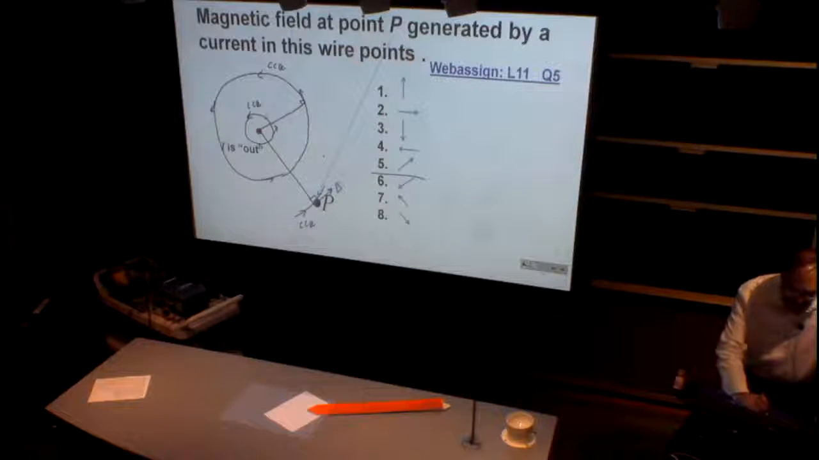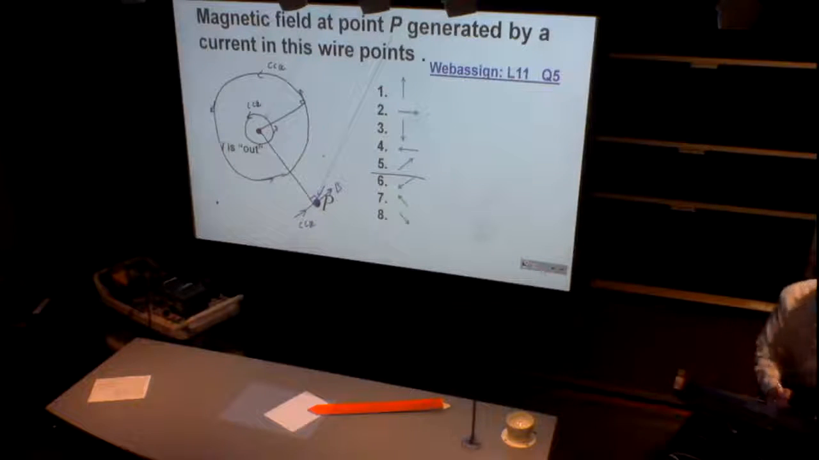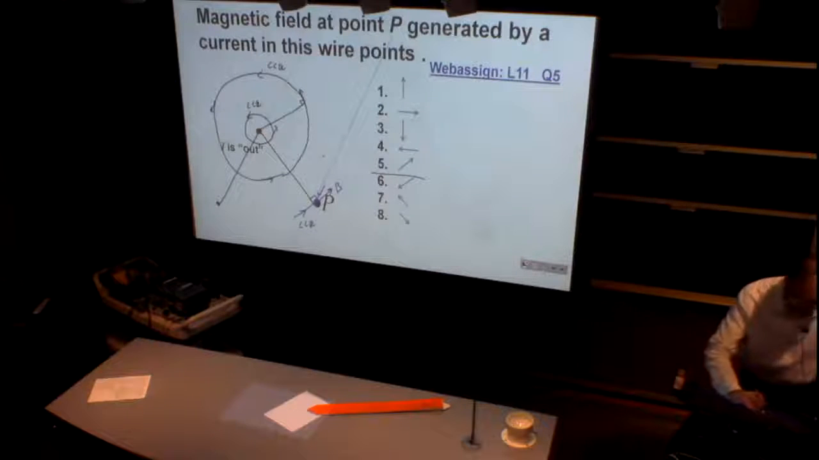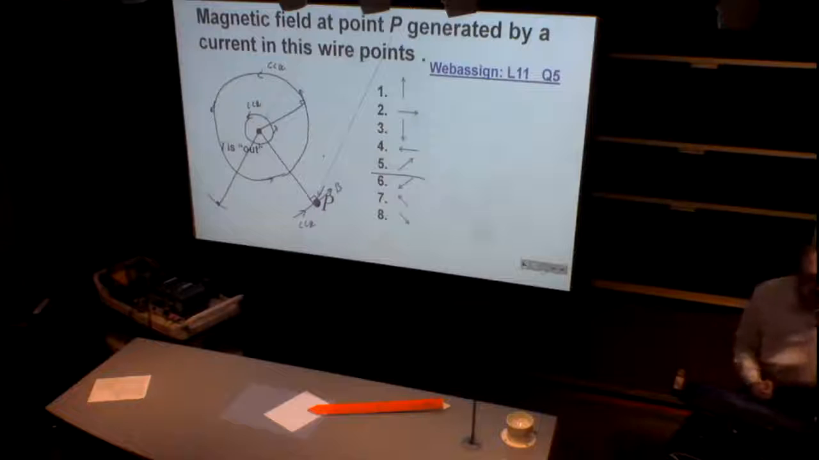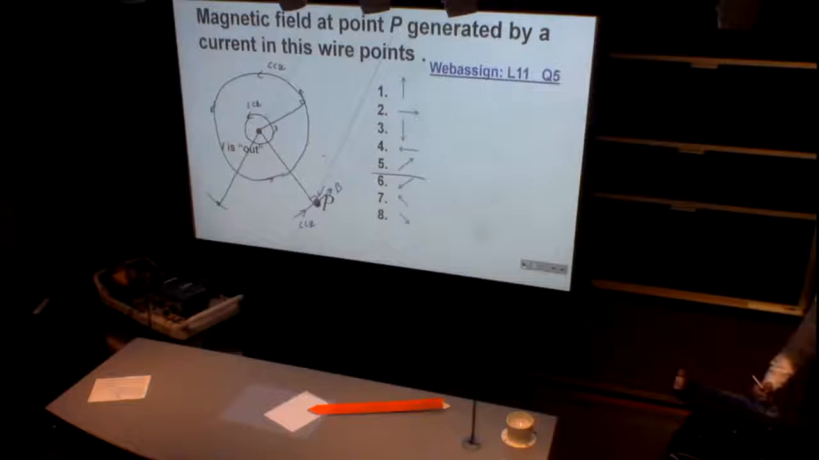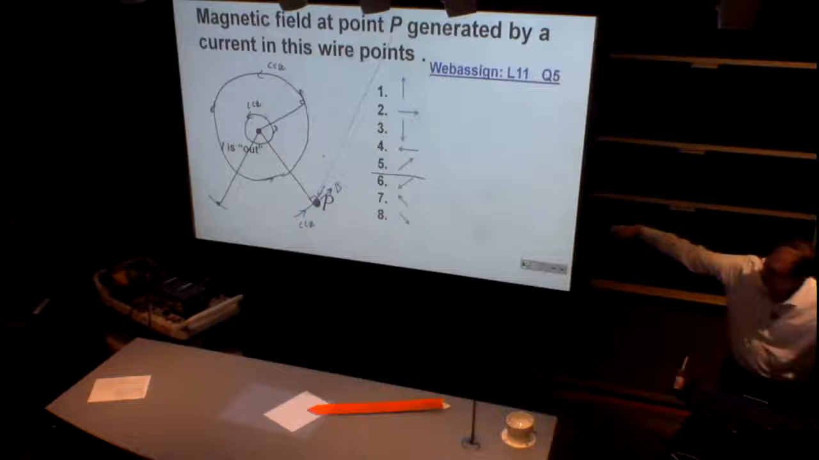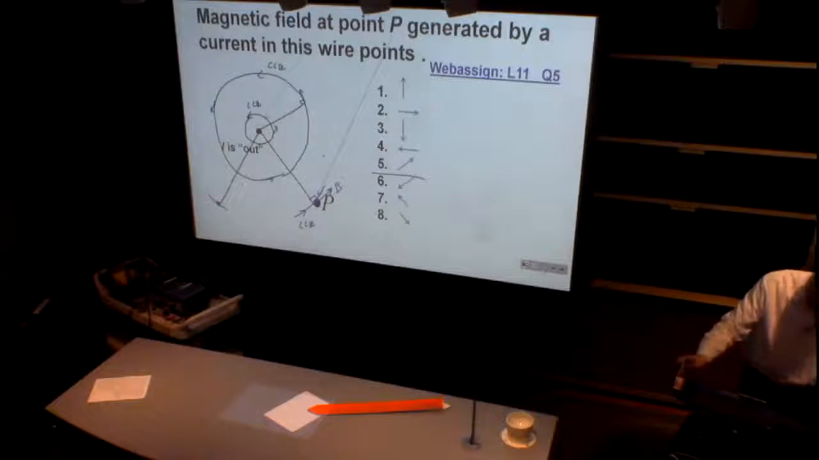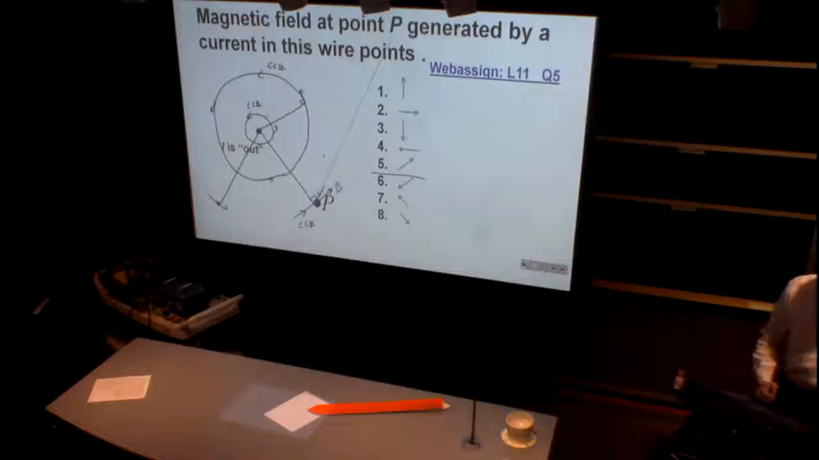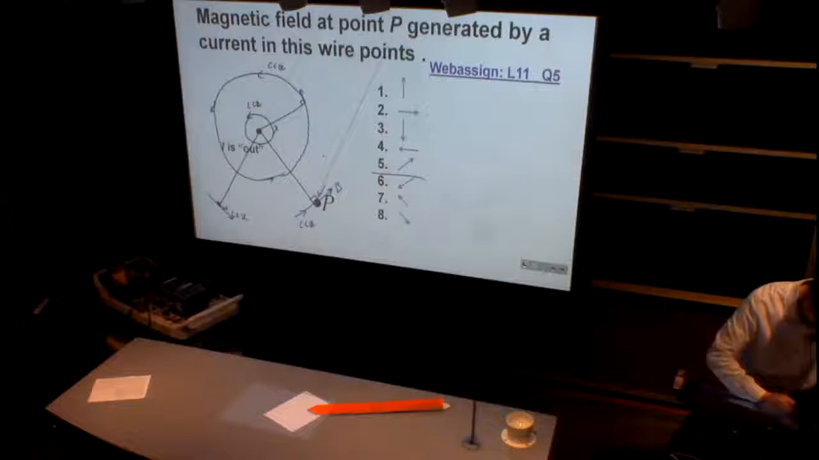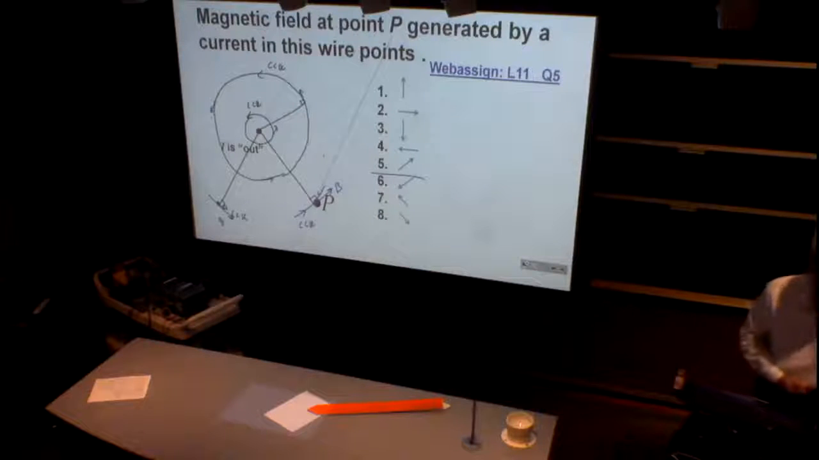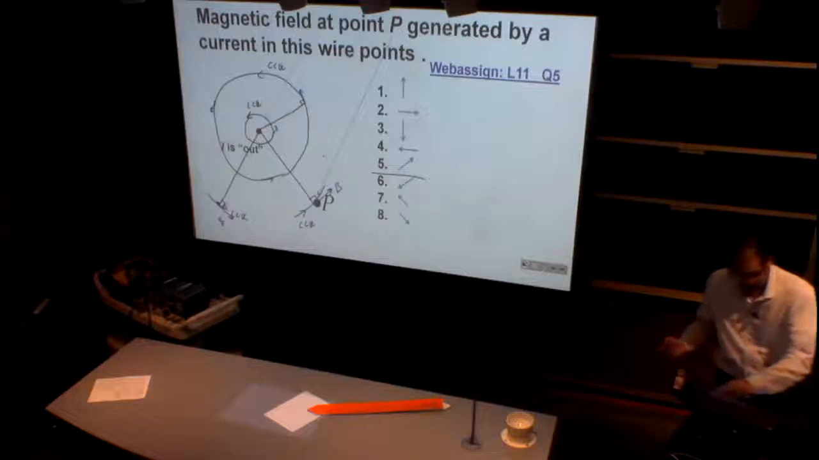If I want to draw a magnetic field vector at a different location here, what do I do? Same approach. I draw the radius first. Then I have to make a statement about the direction. For that, I have to use my right-hand rule. My right-hand rule says right here, the magnetic field points, again, counterclockwise if we complete the whole circle. But all I need is just one vector perpendicular to this radius. That will be the magnetic field vector. That's how it works.